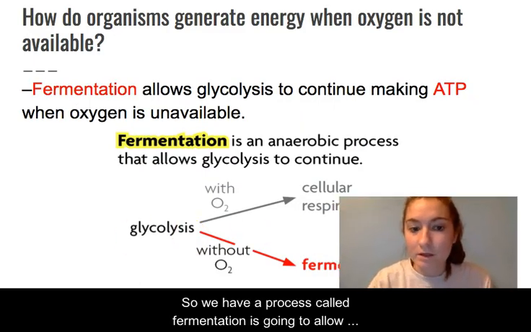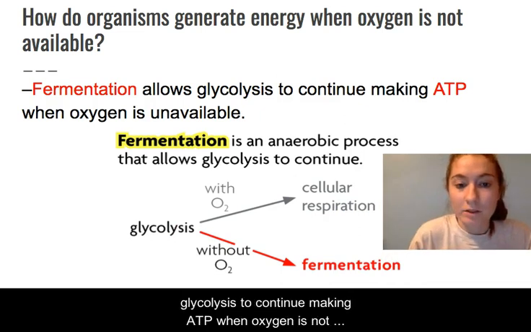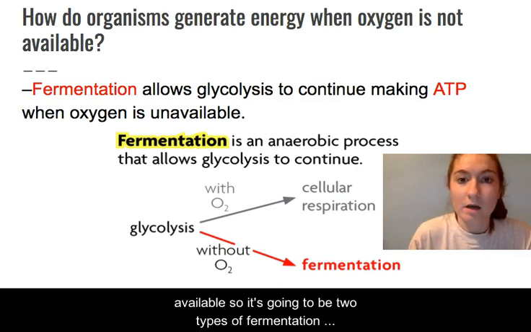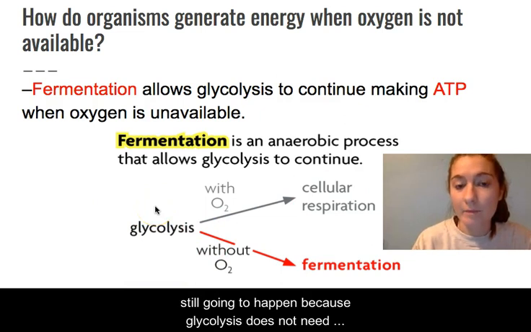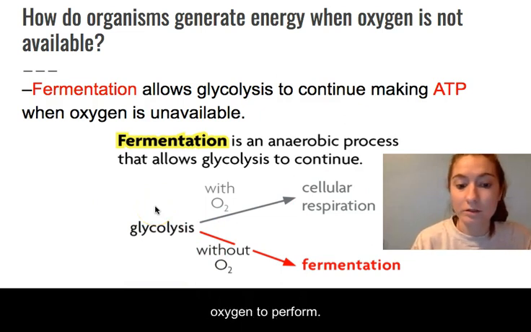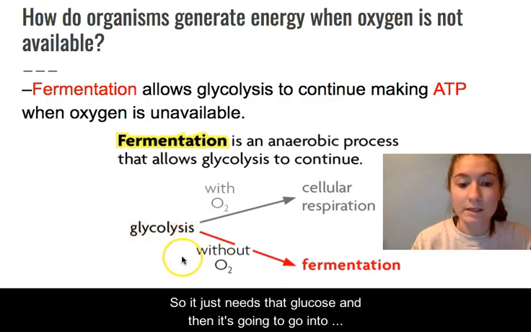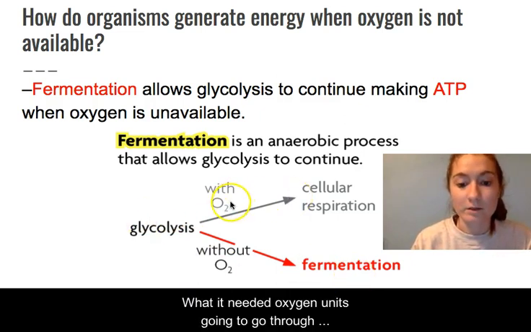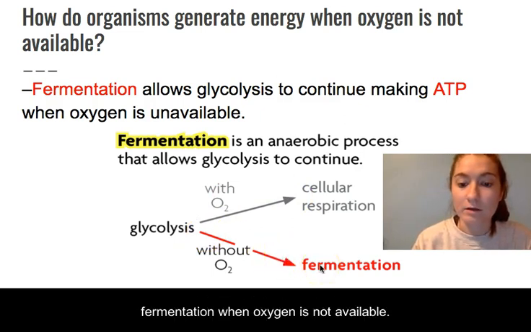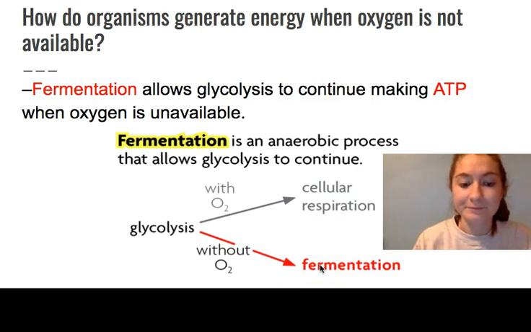So we have a process called fermentation that is going to allow glycolysis to continue making ATP when oxygen is not available. So there's going to be two types of fermentation we're going to talk about, but you can see that glycolysis is still going to happen because glycolysis does not need oxygen to perform. So it just needs that glucose, and then it's going to go into fermentation instead of going into cellular respiration when it needed oxygen here. It's going to go through fermentation when oxygen is not available. Your fourth keyword is energy.